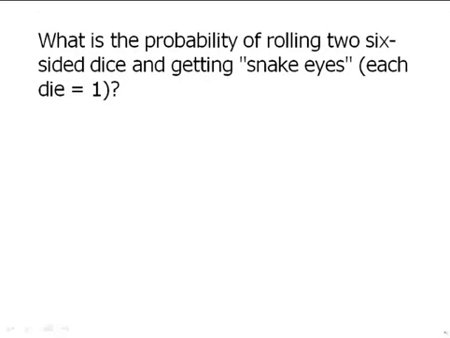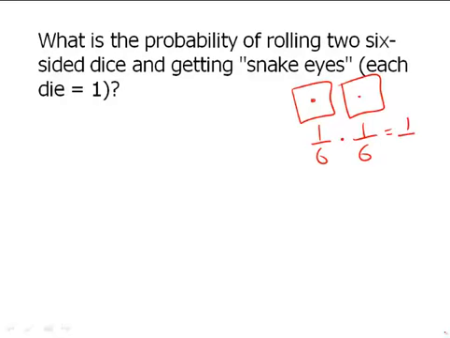Another question, what is the probability of rolling 2 6-sided dice and getting snake eyes? That's a 1 on each die, so snake eyes would look something like this. Well, again, the 2 dice don't influence each other, so these are independent events also. The probability of getting a 1 on one 6-sided die is 1/6, so 1/6 on one, 1/6 on the other. They're independent, so that means and means multiply. Multiply them and we get 1/36, the probability of rolling snake eyes when you roll 2 dice.